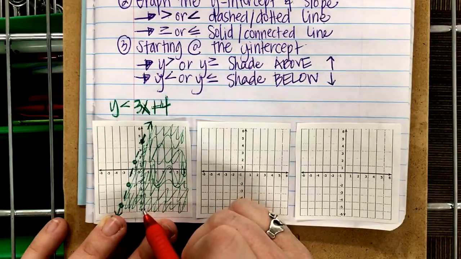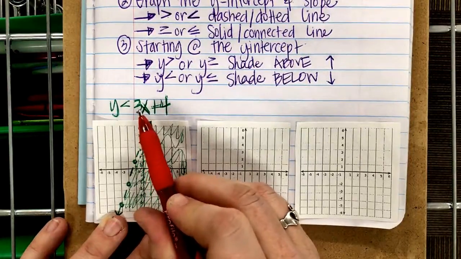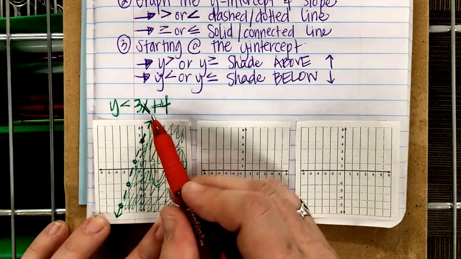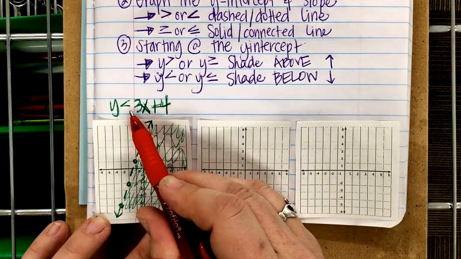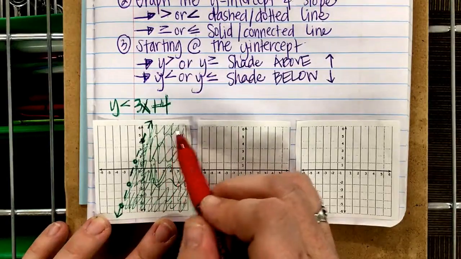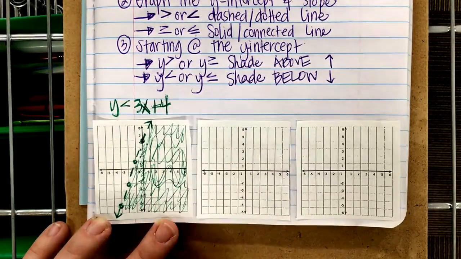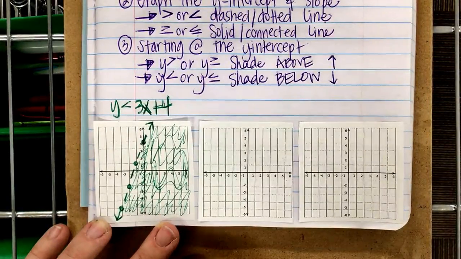-6 makes this a true statement. If it's on the line, it does not work because it does not have an equal to. It cannot be on the line. It must be underneath the line. Any of those ordered pairs work.